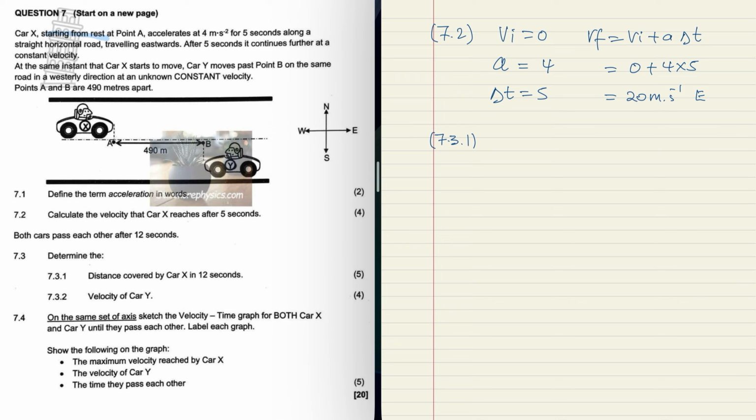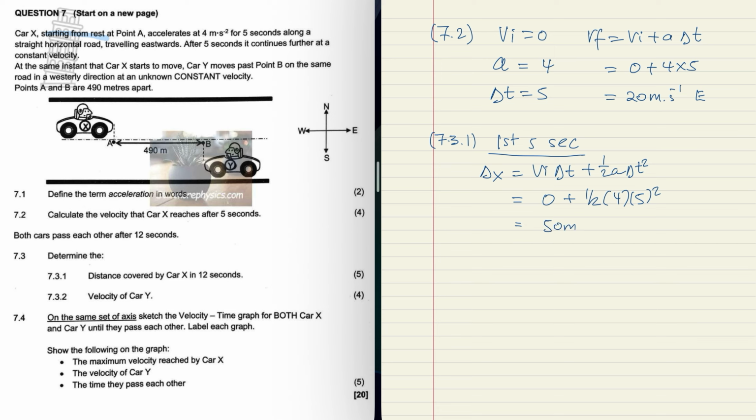Now, car X is not traveling at a constant velocity, right? So car X is actually accelerating and then it's moving at a constant velocity. So we're going to have to use two different equations of motion. So we'll use the first equation of motion for the first 5 seconds. So Δx = viΔt + ½aΔt². So 0 plus half into 4 times 5 squared, and that gives us an answer of 50 meters.